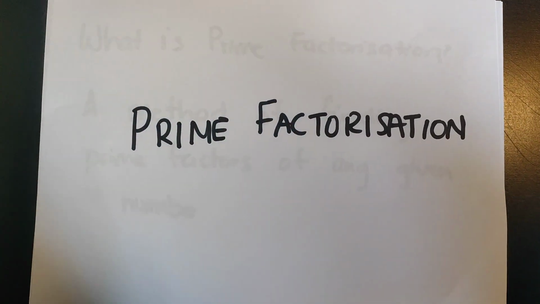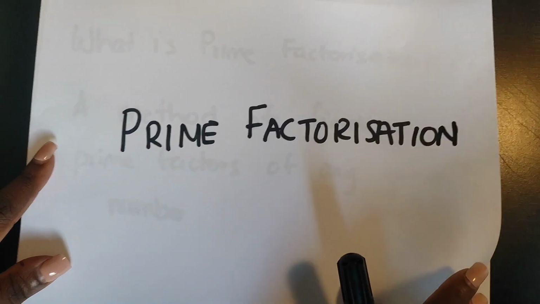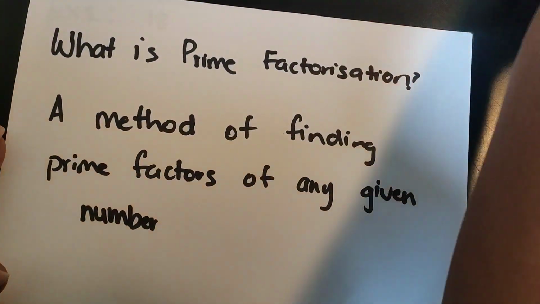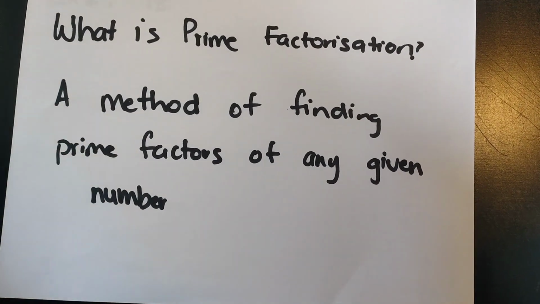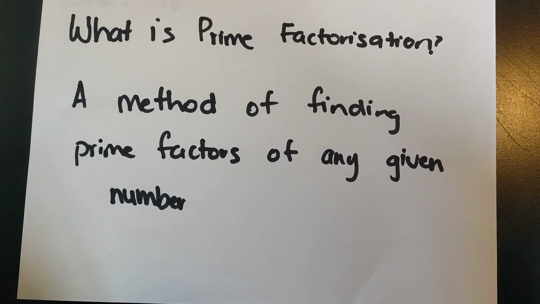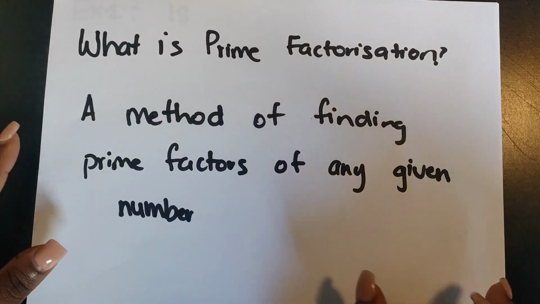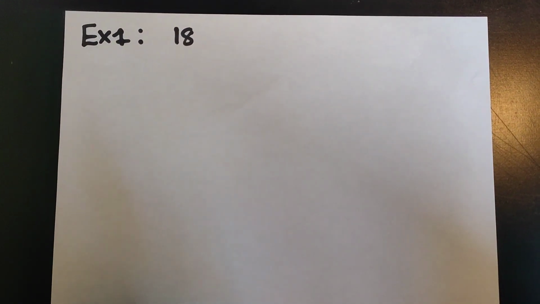Today we'll be talking about prime factorization. So what is prime factorization? Prime factorization is a method of finding prime factors of any given number, and I'll take you through some examples. So the first example, we're gonna do prime factorization for 18, right?